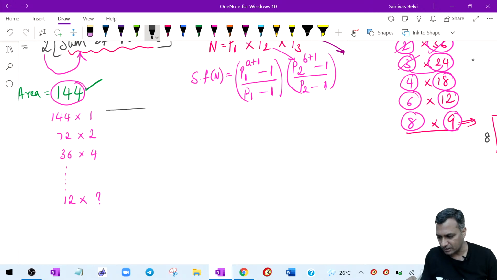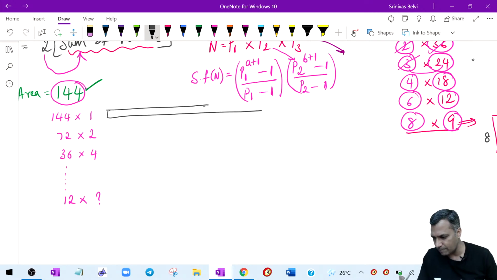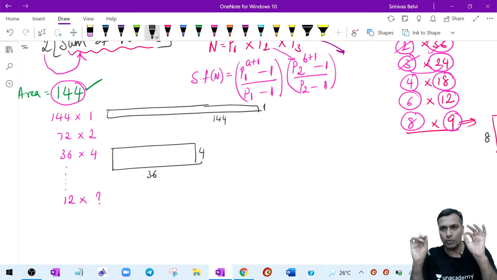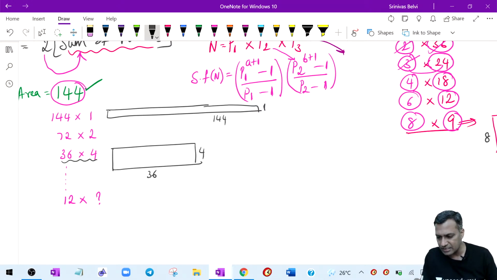There is a pair for this. 144 into 1, there is a pairing for it. If this is 1, this is 144. Now there is a pairing for 36 into 4. There is a 4 here and there is a 36 here. It's a box. When I say the dimension is 36 by 4, it's a 2D. Now what I'm saying here, 12, that's it. You can't say, I will write 12 one more time. No, man. There is only one factor called 12.